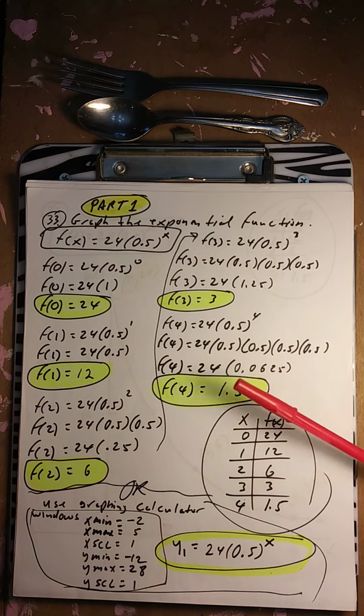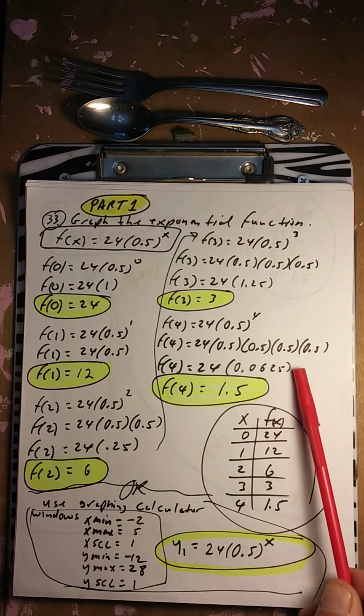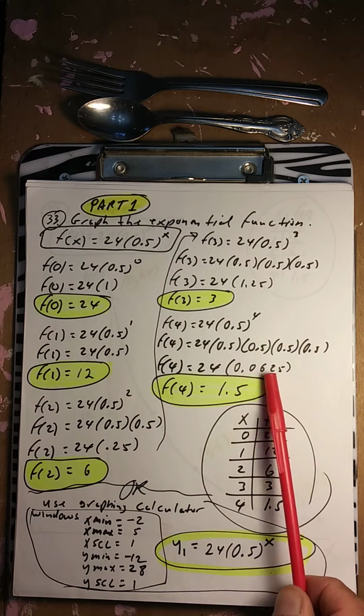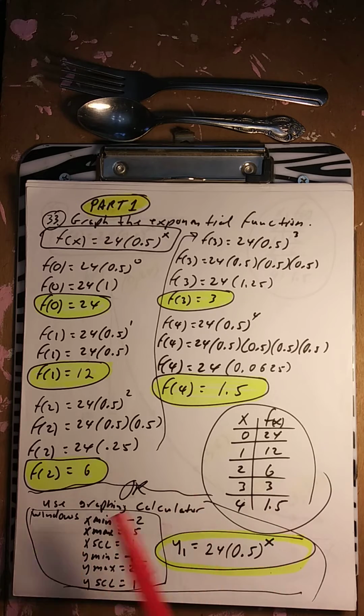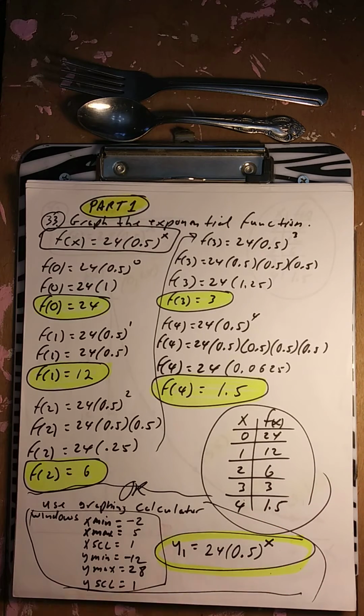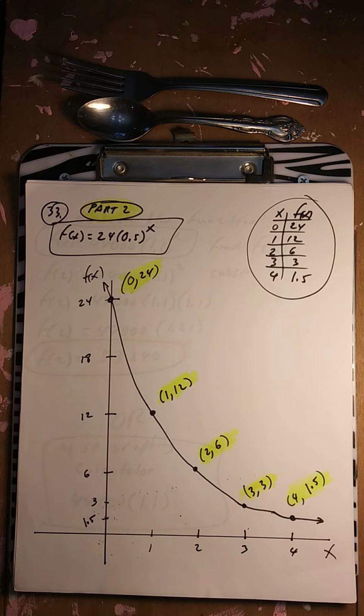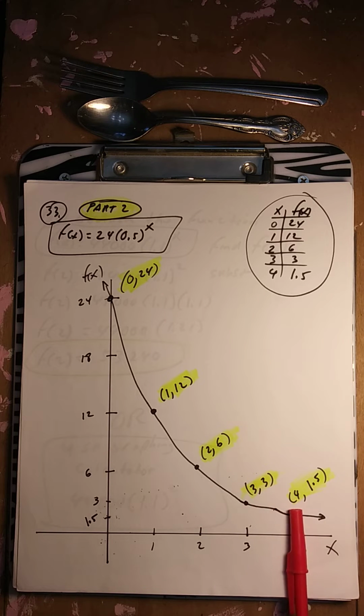To the 4 power, 0.5. We've seen this right here. And it's going to be 0.0625 times this is 1.5. We got points. So now, or you can use the graphing calculator, set the windows. There it is. Once you put it in either this way or this way, you're going to get these points right here: 0 is 24, 1 is 12, 2 is 6, 3 is 3, 4 is 1.5. And the graph goes like this, exponentially decays.